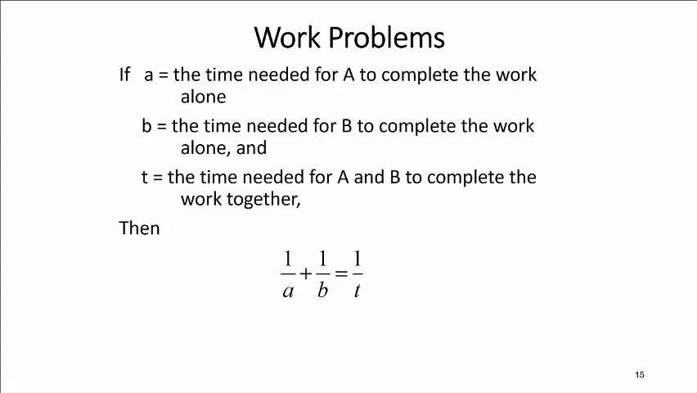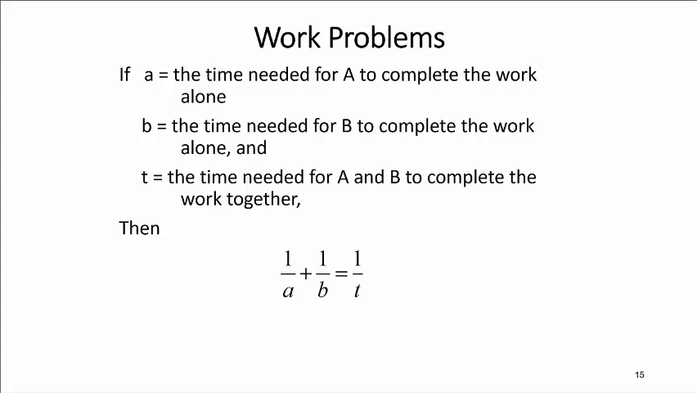So we're given this little model, 1 over A plus 1 over B equals 1 over T. A is the time needed for A to complete the work alone, and B is the time needed for B to complete the work alone, and T is the time needed for A and B to complete the work together.